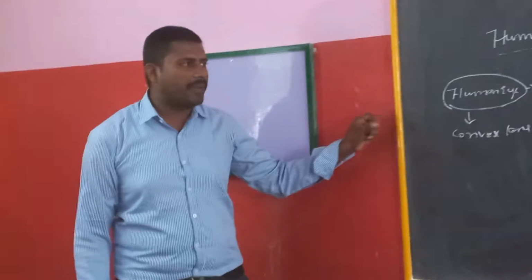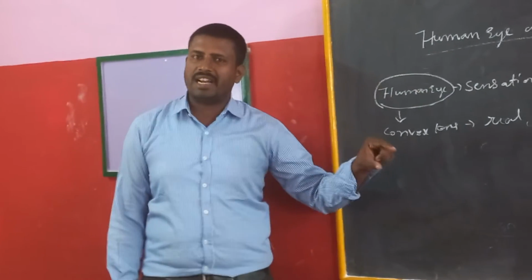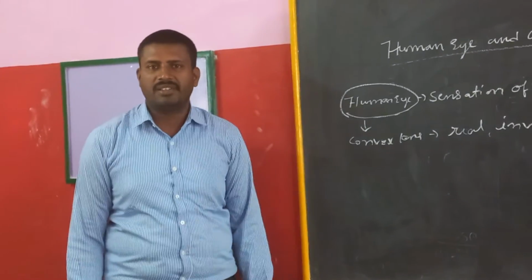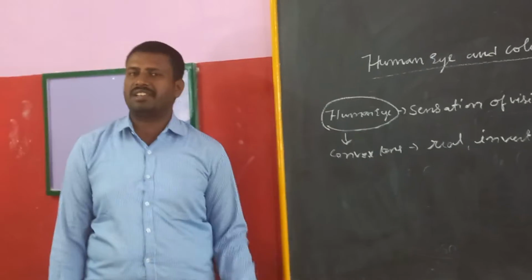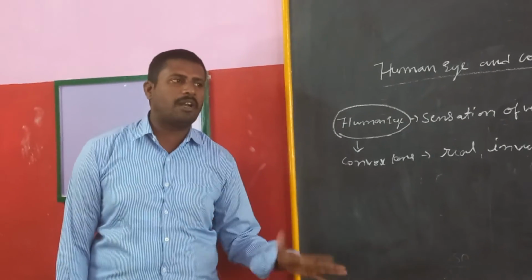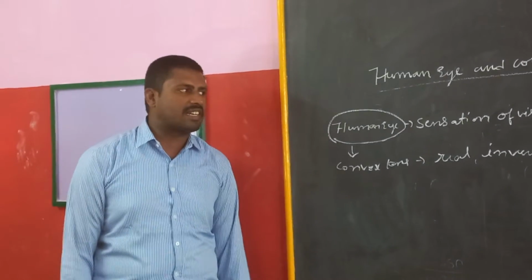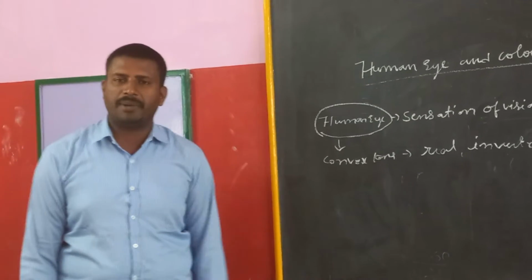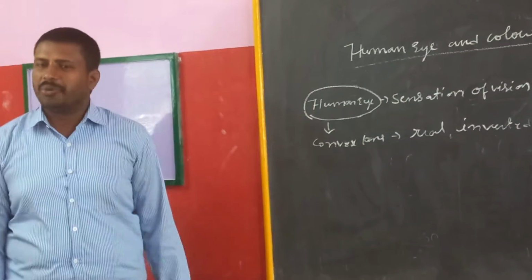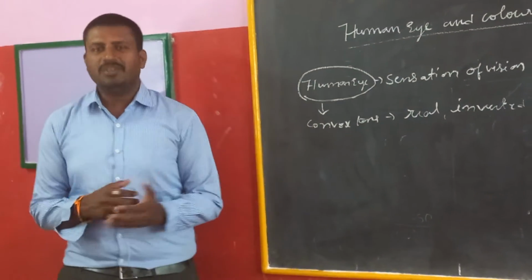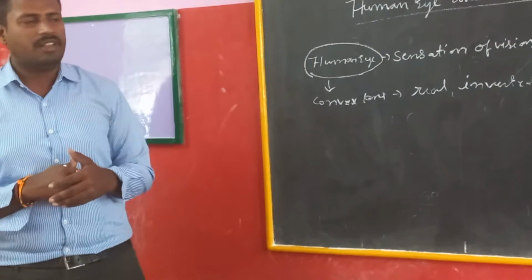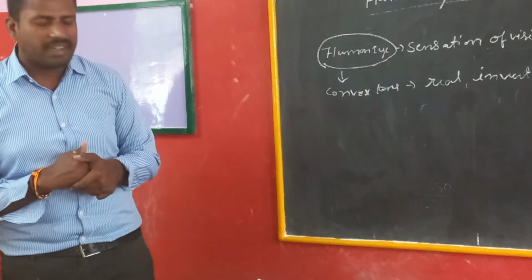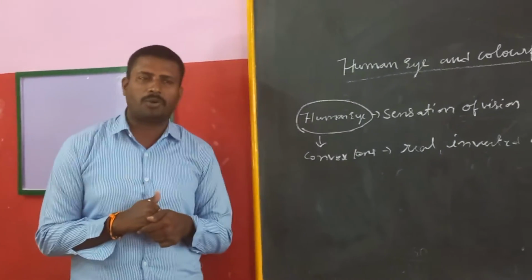So by this, what we can understand is, children can undergo strain, so they have a very small least distance of distinct vision. For normal human beings, it is 25 centimeters. For older people, whose muscles are very weak and who cannot undergo any kind of strain, the least distance of distinct vision is 1 to 2 meters.